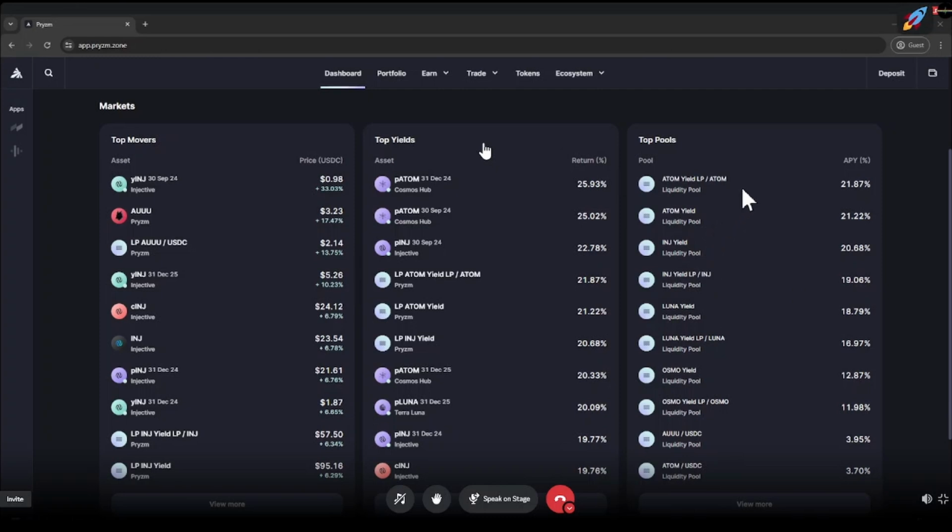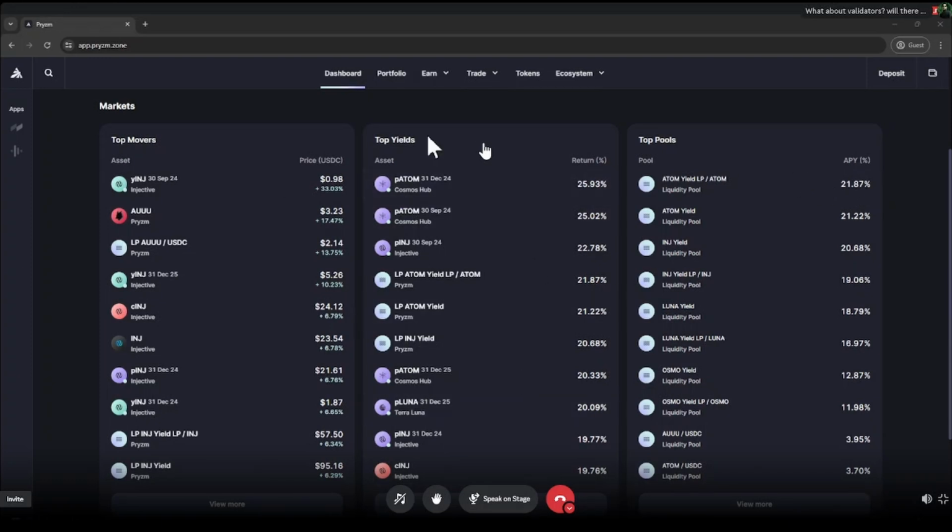So your top pools, this is all real yield. So there's no incentives here. This just gives you a taste of how superior the liquidity pools are on Prism compared to other liquidity pools that you might be used to. So you've got the ATOM yield LP here versus ATOM. The LP is yielding you nearly 22%, whereas ATOM itself is yielding something like 16 or 17%. So as a liquidity provider here, you're earning much higher yield than you would be with just plain liquid staked ATOM at the moment.